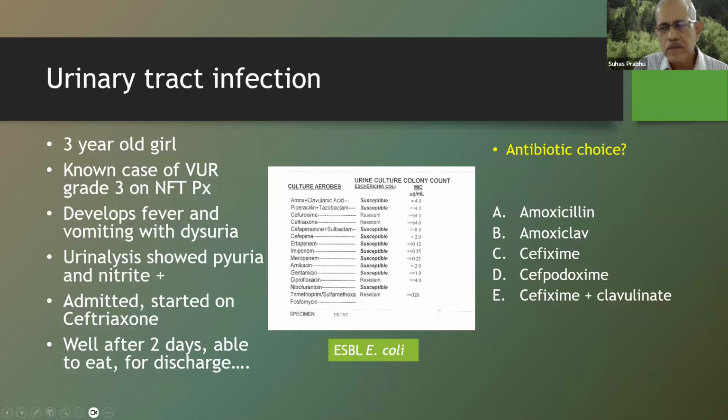Okay. So, question now, what should be our antibiotic choice? We have 5 choices I'm giving you: amoxicillin, amoxiclav, cefixime, cefpodoxime, or cefixime with clavulanate. 10 seconds. Time starts now.